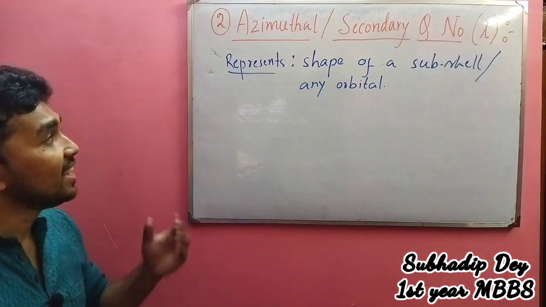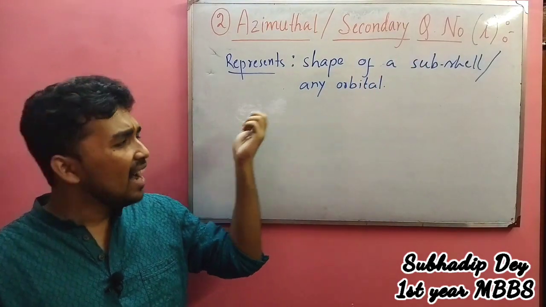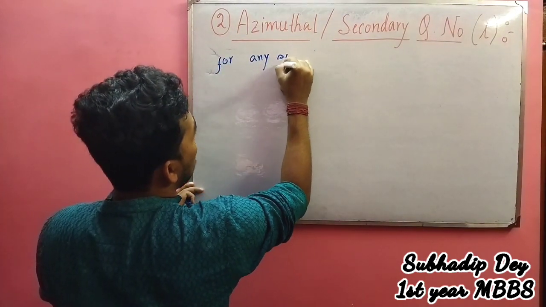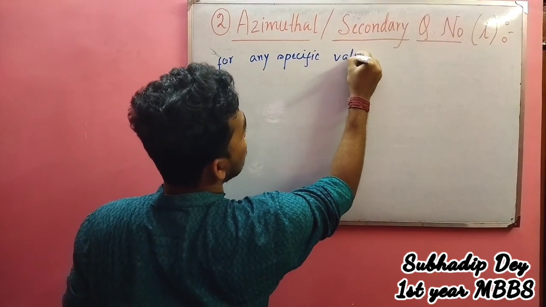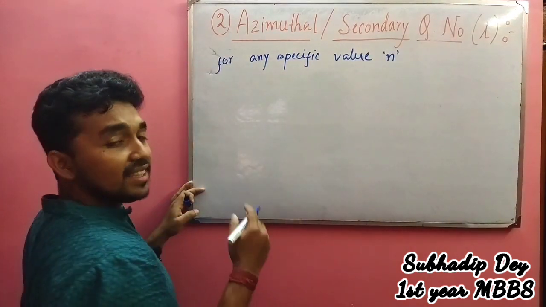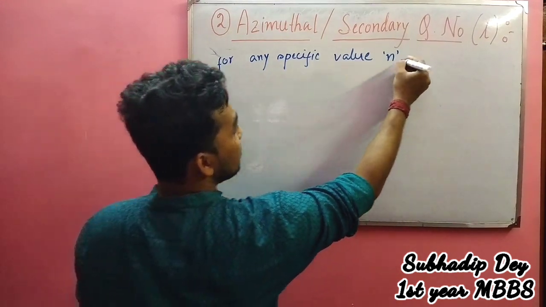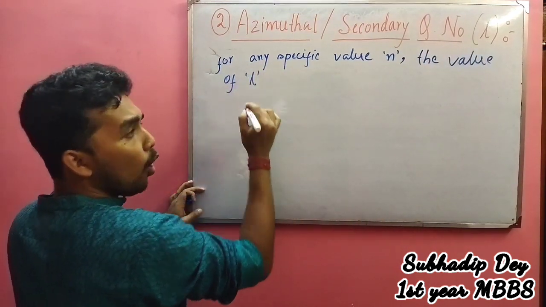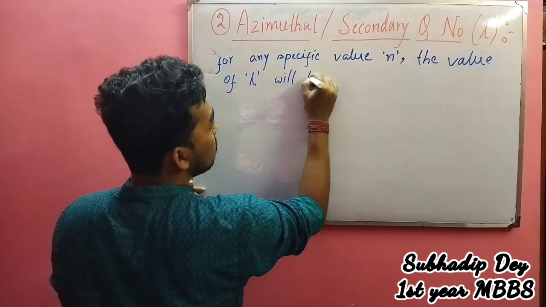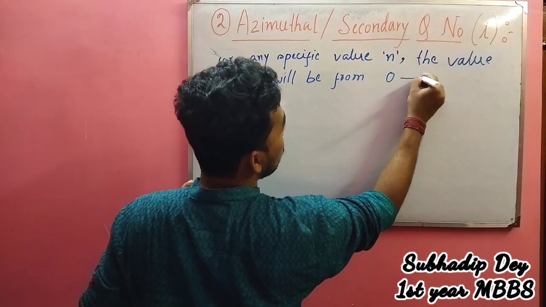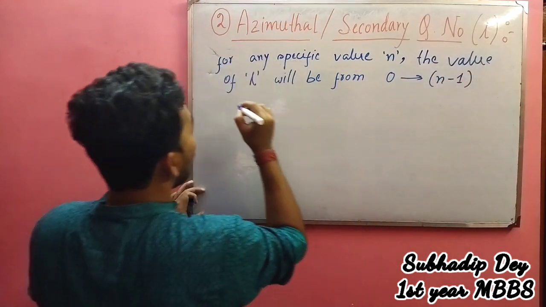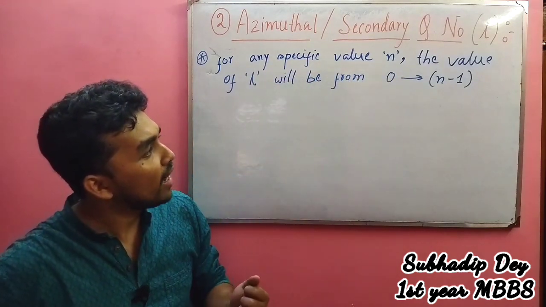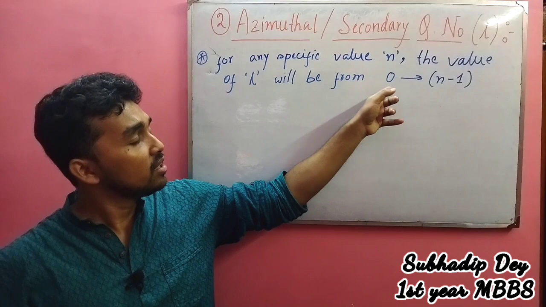तो चलो अब देख लेते हैं कि azimuthal quantum number small l का range क्या क्या है. ठीक है, so for any specific value of n, that is principal quantum number का कोई specific value के लिए, the value of l or range of l will be from 0 to n-1. We have to remember this idea. अब ये क्या चीज है देख लेते हैं. For any specific value of n, the value of l will run from 0 to n-1.